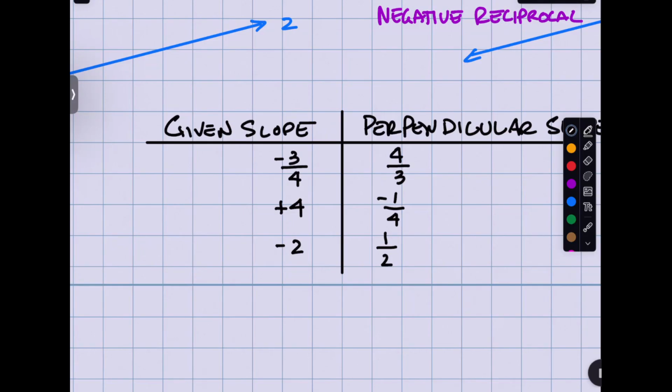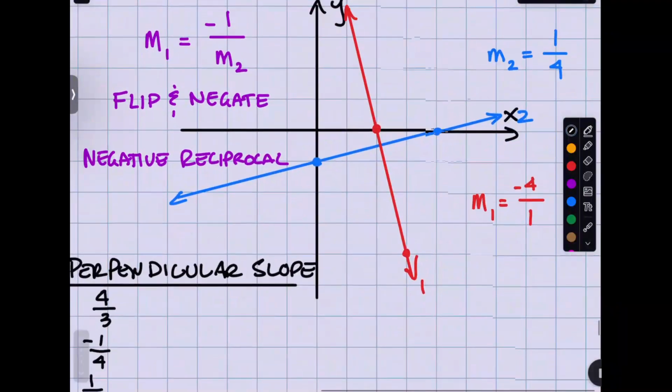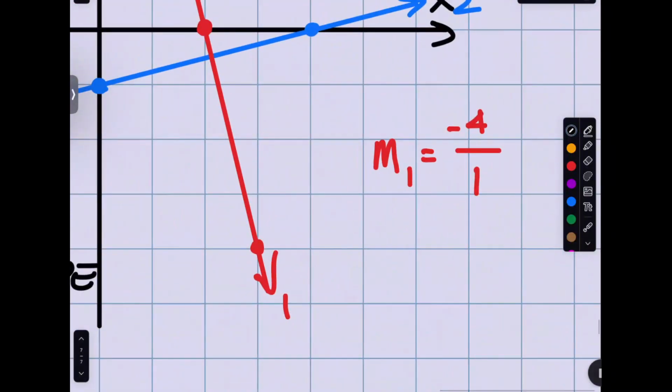And yes, in this case, we wouldn't call the slope negative 4/1. We'd just call it negative 4. Right? Because negative 4/1 is not a reduced fraction. When we reduce that, it's just negative 4. All right?